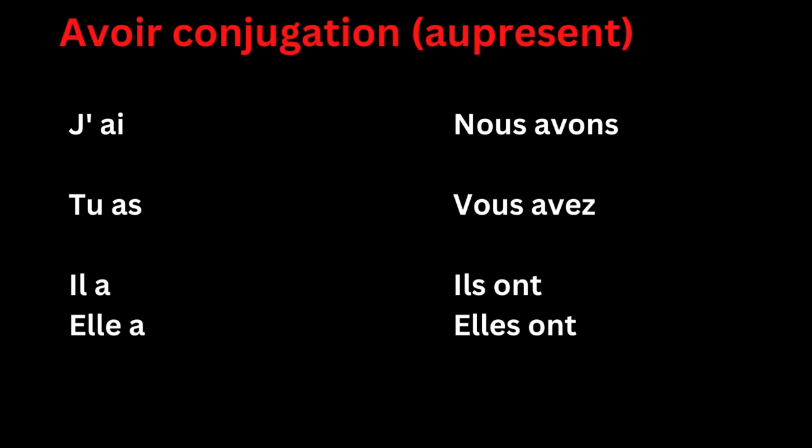Vous avez. Vous avez. Ils ont. Ils ont. Elles ont. Elles ont. Okay, so let's read that one more time now with the translations. J'ai, that means I have. Tu as, that means you have. Il a, he has. Elle a, she has. Nous avons, we have. Vous avez, you have.